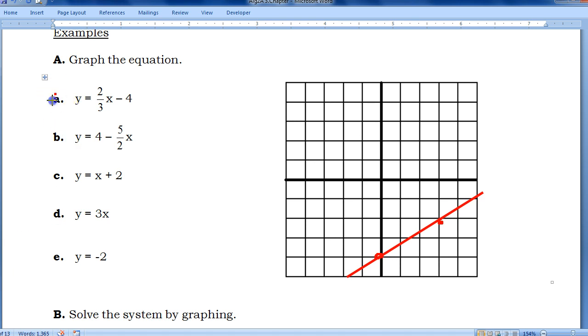Letter B says y equals 4 minus 5/2x. And so the y-intercept is +4, and then the slope is down 5, right 2. 1, 2, 3, 4, 5, 1, 2. And that shows me where my line goes.